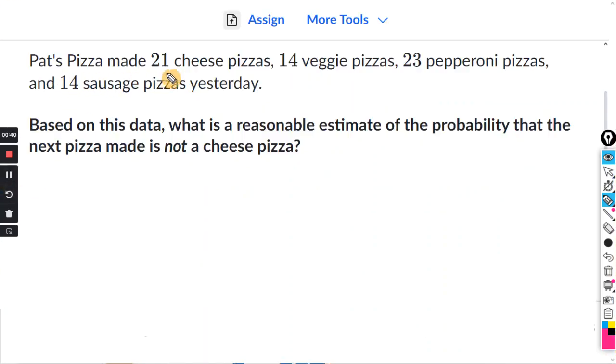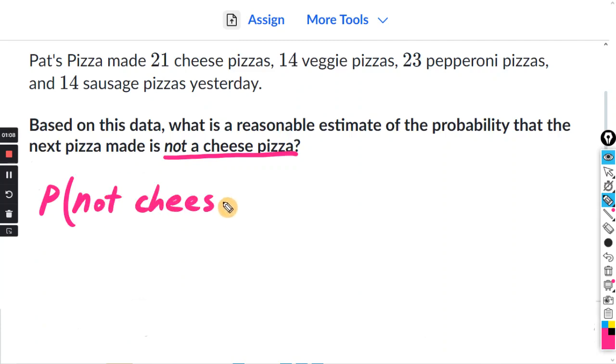Pat's Pizza made 21 cheese pizzas, 14 veggie, 23 pepperoni, and 14 sausage. Based on this data, what is a reasonable estimate of the probability that the next pizza made is not a cheese pizza? Okay, we are looking for the probability that the next pizza is not a cheese pizza.